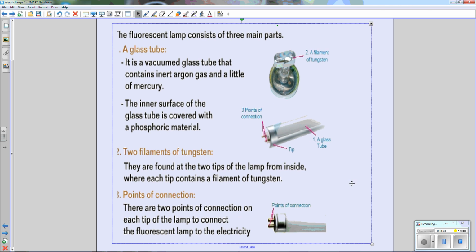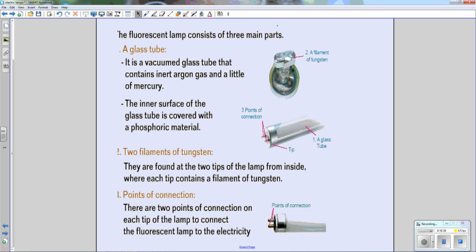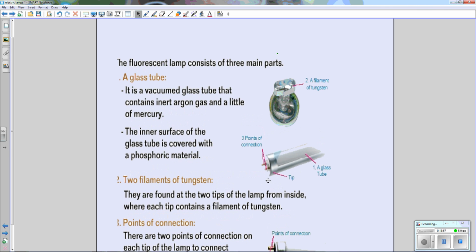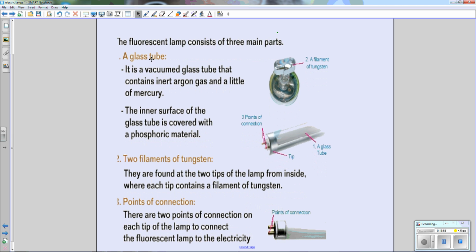The points of connection. We have two points of connection on each tip. So this is the first tip and there is another tip. So there are two points of connection on each tip of the lamp to connect the fluorescent lamp to electricity. Right? So these are the three main parts of the fluorescent lamp.